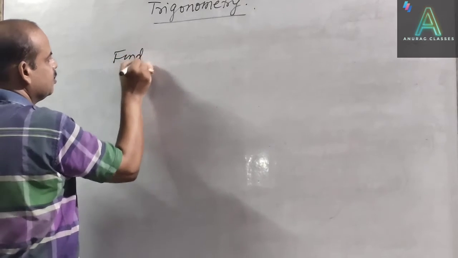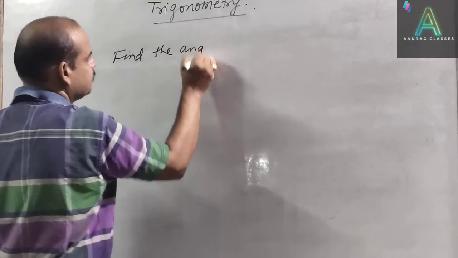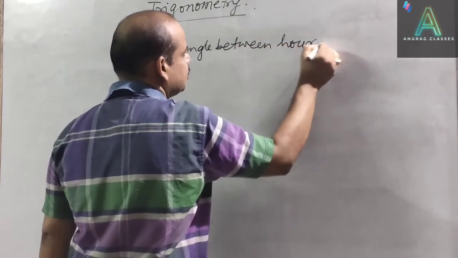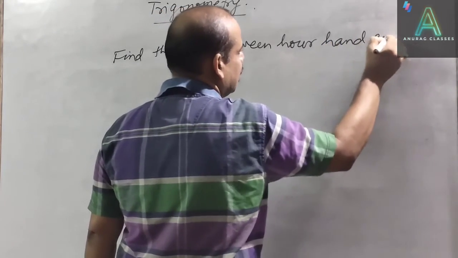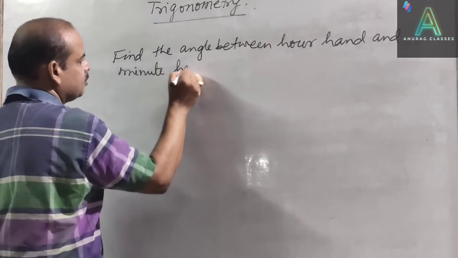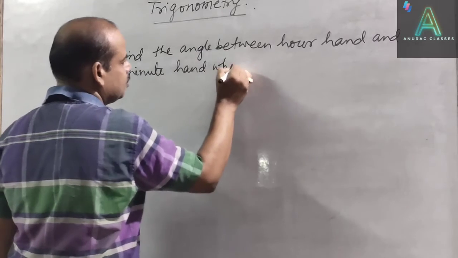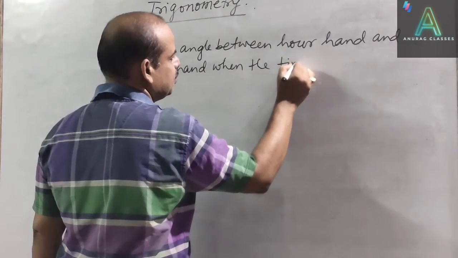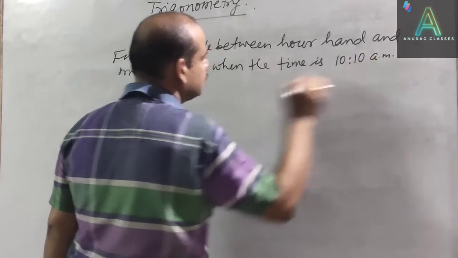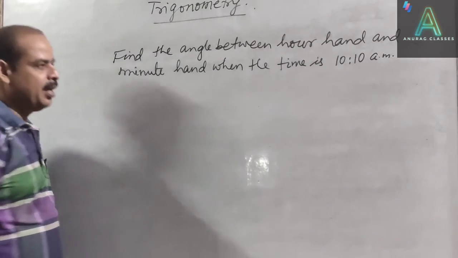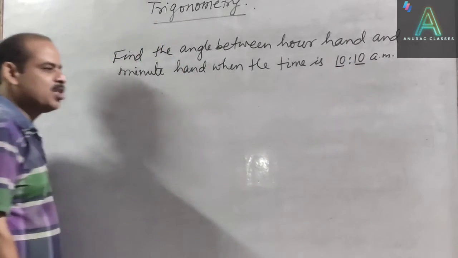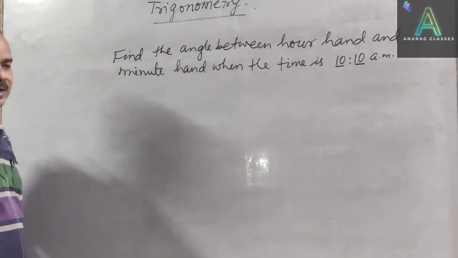Find the angle between hour hand and minute hand when the time is 10:10 a.m. Students, here you can see that hour hand is at 10 and minute hand also covers 10 minutes. We have to find the angle between both hands.